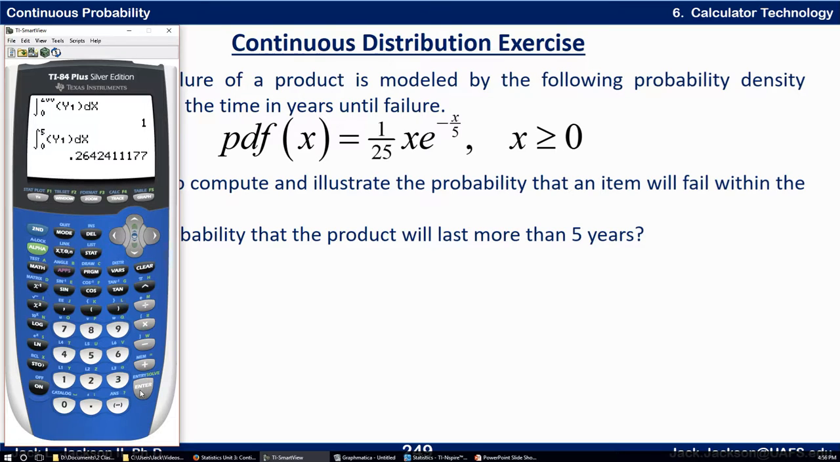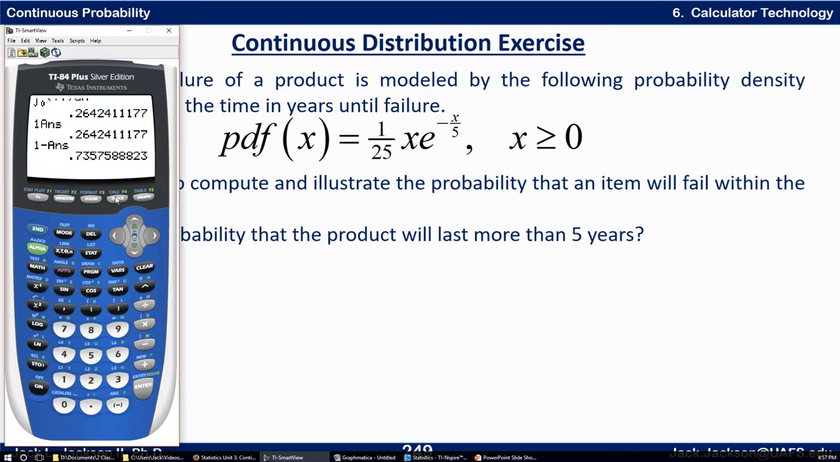Okay, and 1 minus my answer will be, whoops, 1 minus, yeah, it's still the same answer. So 1 minus that answer will be that. So there's the probability of about 73.6%, about 74%, that it'll last more than 5 years, and about 26% less than 5 years.